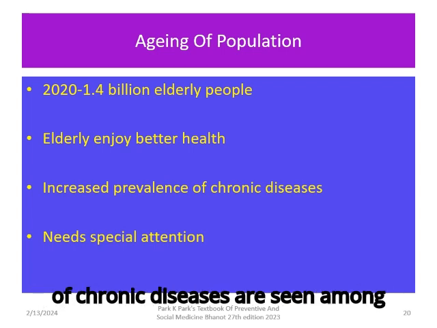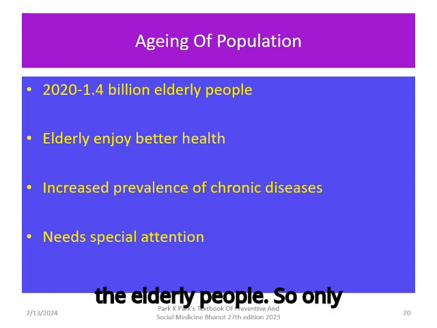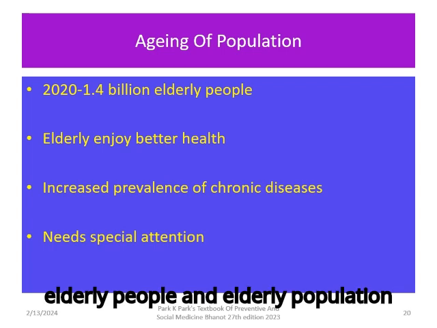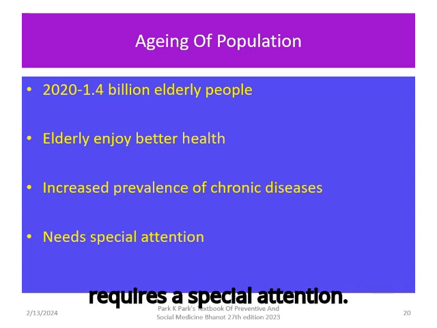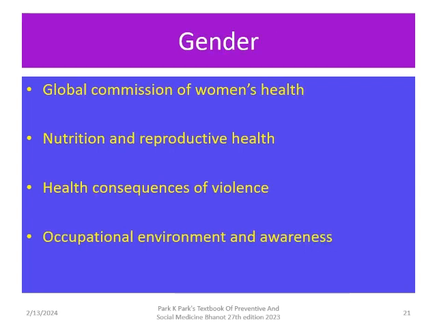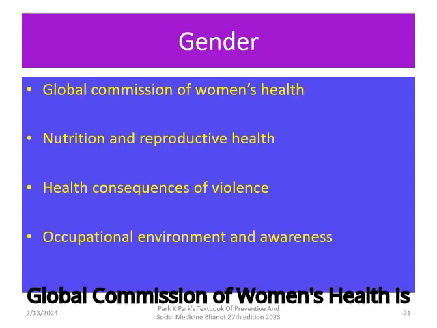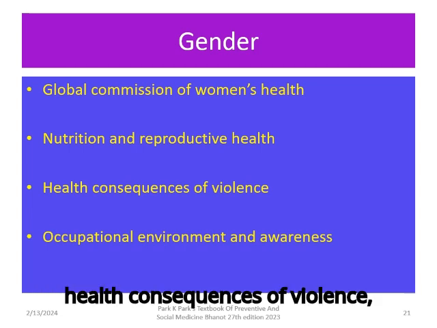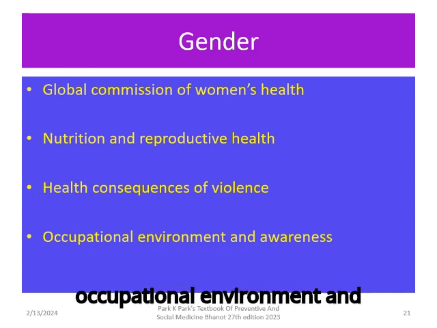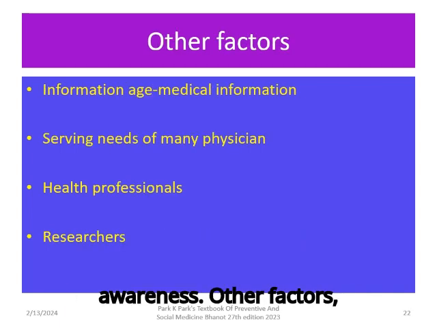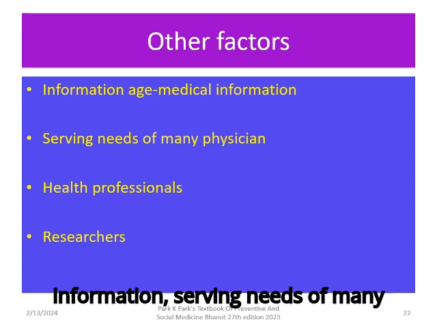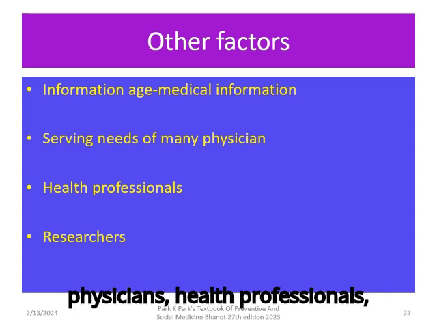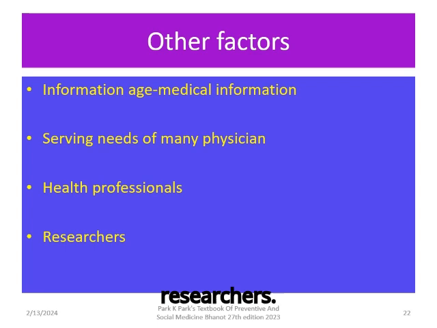Increased prevalence of chronic diseases is seen among elderly people. So the elderly population requires special attention. Gender. The Global Commission on Women's Health is there. Nutrition and reproductive health, health consequences of violence, occupational environment and awareness. Other factors, information, age, medical information, serving the needs of many physicians, health professionals, researchers.